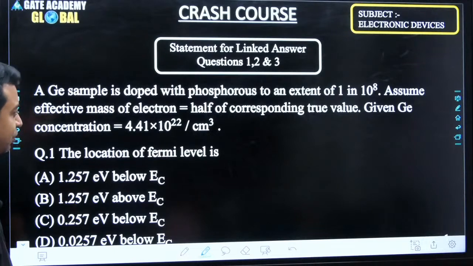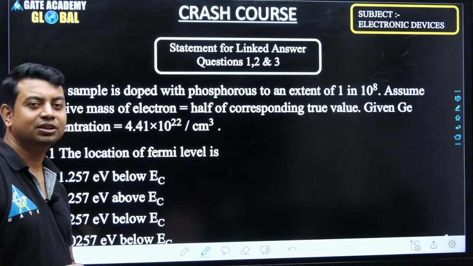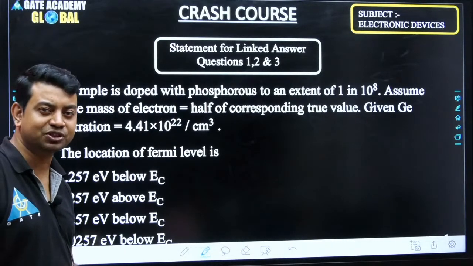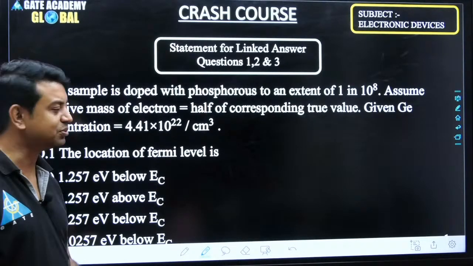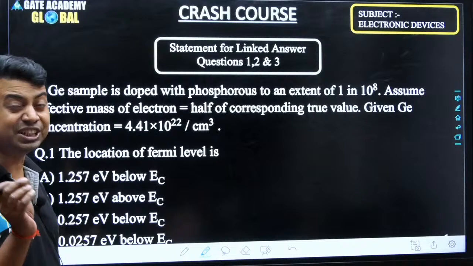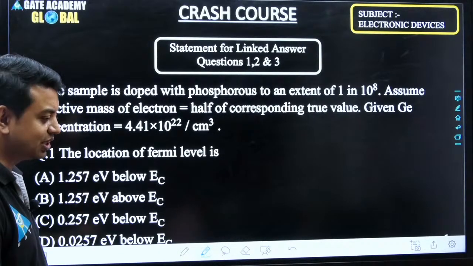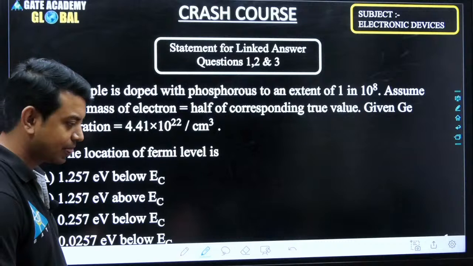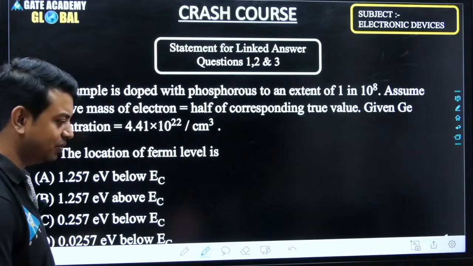So how many of you did this question? Tell me. This is the first one, a germanium sample. So always we are having the sample made up of either germanium or silicon. So here right now we have a germanium sample, and the density of atoms present inside the germanium is given already.